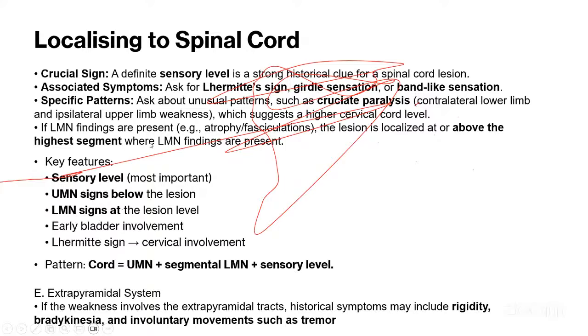And if LMN findings are present, atrophy or fasciculation, the lesion is localized at or above the highest level. So wherever we see the LMN, the lesion should be present at or above that level only. Key features: sensory level is most important, UMN signs below the lesion, LMN signs at the level of the lesion, early bladder involvement in the spinal cord with dyssynergia, and Lhermitte's sign if cervical cord involvement is there. And for the extrapyramidal system, if the weakness involves the extrapyramidal tracts, they may have rigidity, bradykinesia, and involuntary movements, which can also be seen.